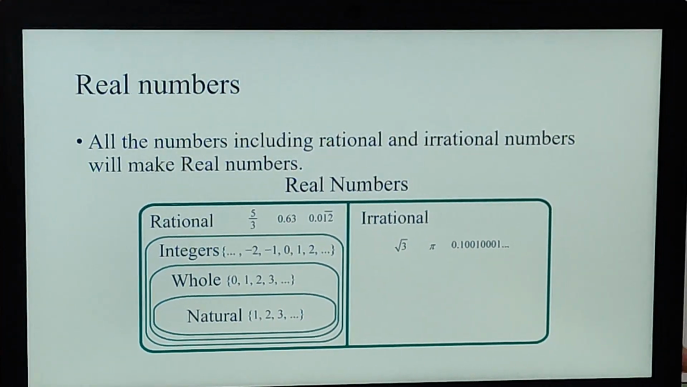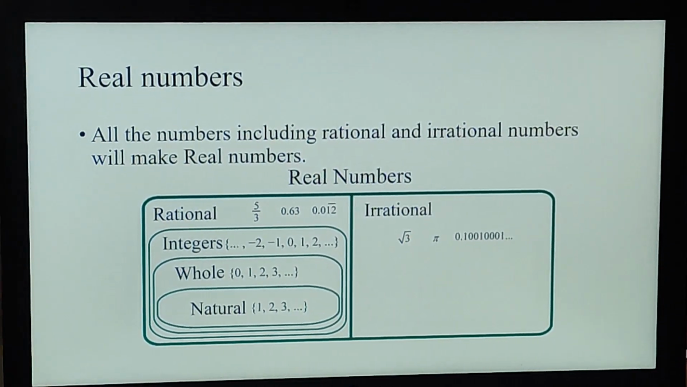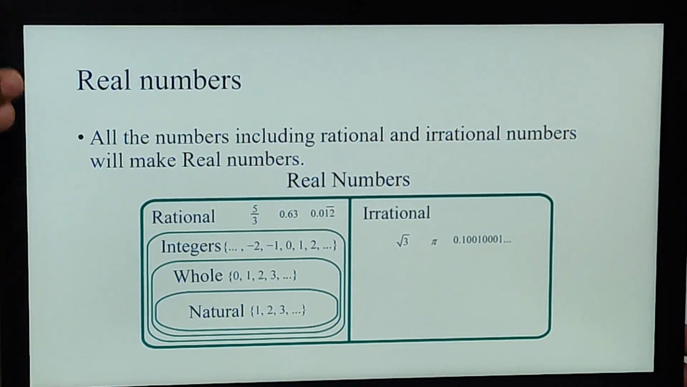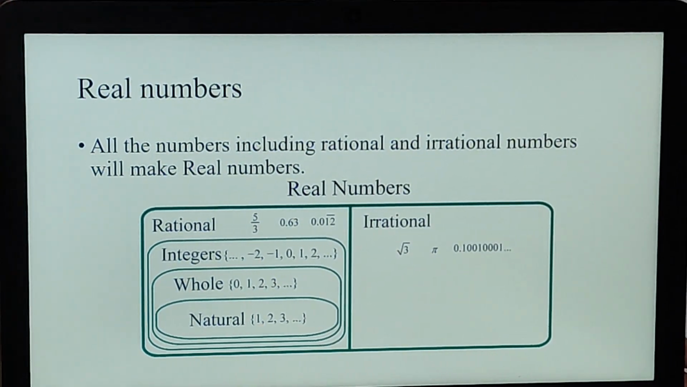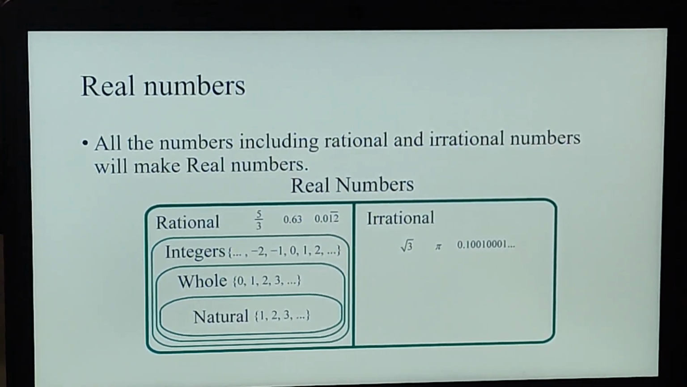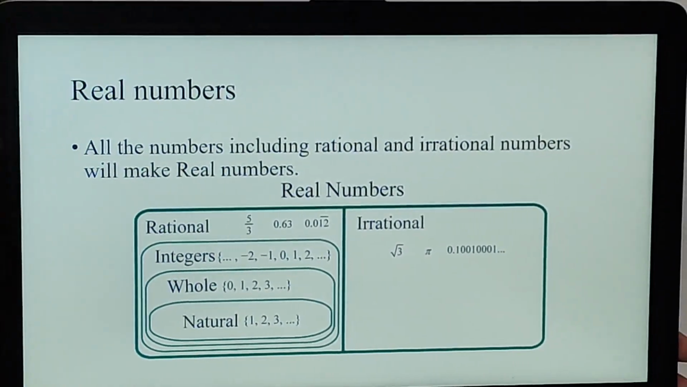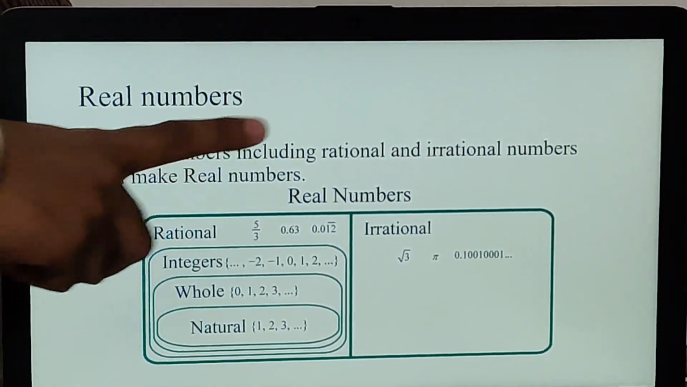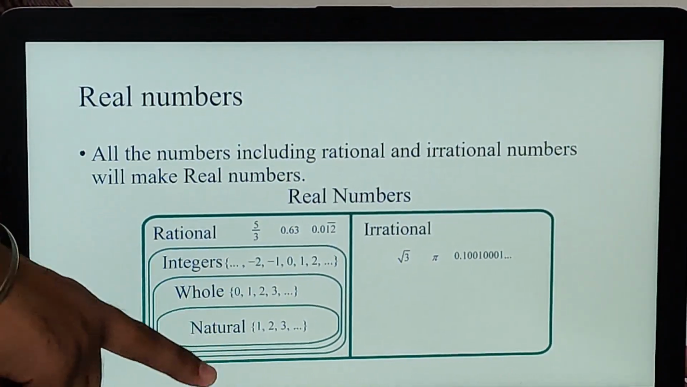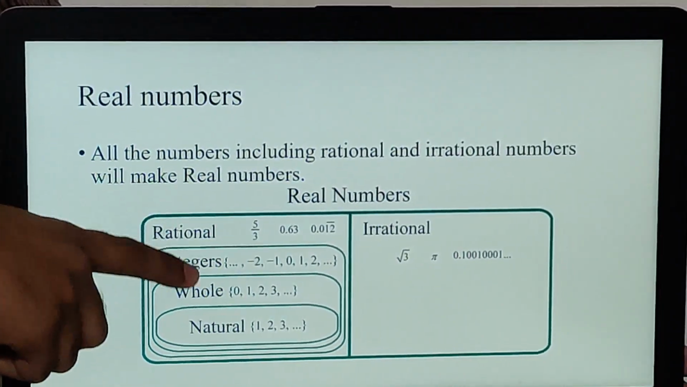In the next slide we have real numbers. Previously we studied natural numbers, whole numbers, integers, rational numbers and irrational numbers; all of these together make up the real numbers. So here is the definition: all the numbers including rational and irrational numbers make the real numbers. Here the difference is given. A rational number includes natural, whole and integer numbers, so all these are part of rational numbers.